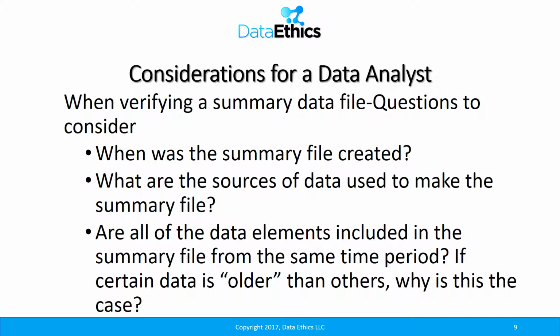So a couple of other things when you're thinking about summary data files, moving from the student item level or the individual item level to summary files: what sources of the data were used to make the summary file? Are all the data elements included in the summary file from the same period? If certain data is older than others, why is that the case? If you've got something from one school year included with another school year, was that intended? Make sure that there's a complete, clear understanding of the time period for which the data is represented.